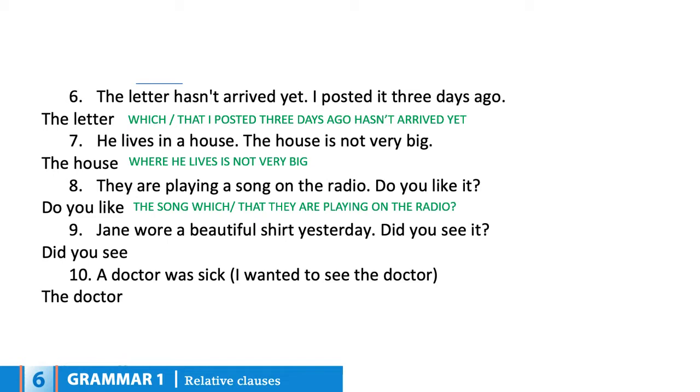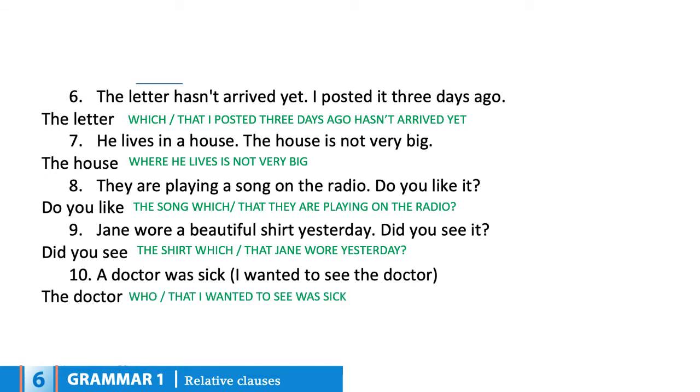Number nine, Jane wore a beautiful shirt yesterday. Did you see it? Did you see what? Did you see the shirt that Jane wore yesterday? Number 10, a doctor was sick. Now I wanted to see the doctor. So the doctor, what doctor? The doctor that I wanted to see was sick.